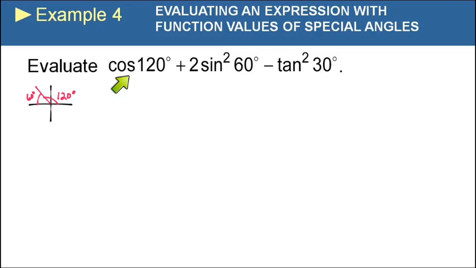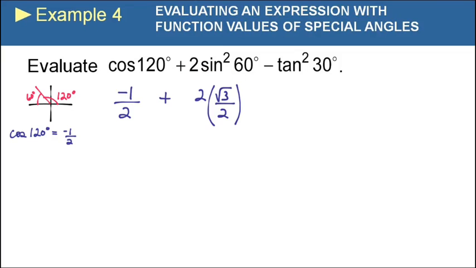Now the cosine of 120 will be the same as the cosine of 60, except for its sign. Cosine of 120 is negative 1 over 2 because it's in the second quadrant. Now this square means that we find the sine of 60 and then we square it. So this is going to be 2 times the sine of 60 squared.